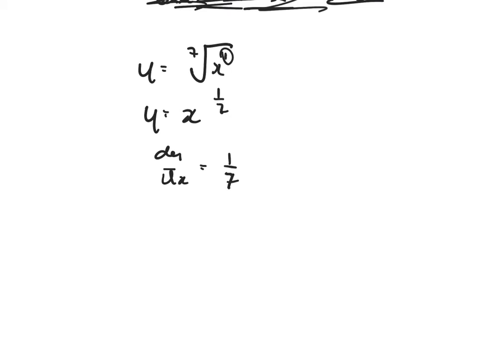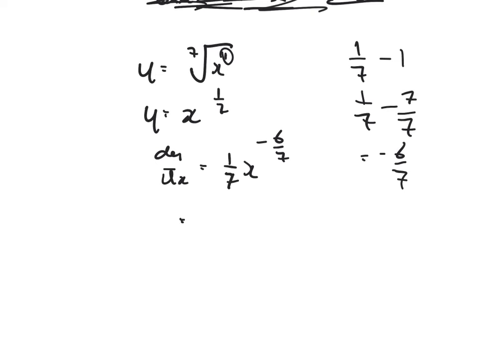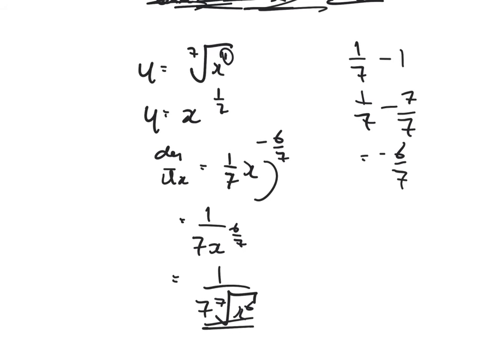So that's 1/7 x to the power, well, 1/7 take away 1 is 1/7 take away 7/7, which is minus 6/7. You can now bring that down, and that's 1 over 7 x to the power positive 6 over 7. And then I can finally reintroduce the root, and that will be the 7th root of x to the power 6. Okay, let's try differentiating the 5th root of x to the power 9.